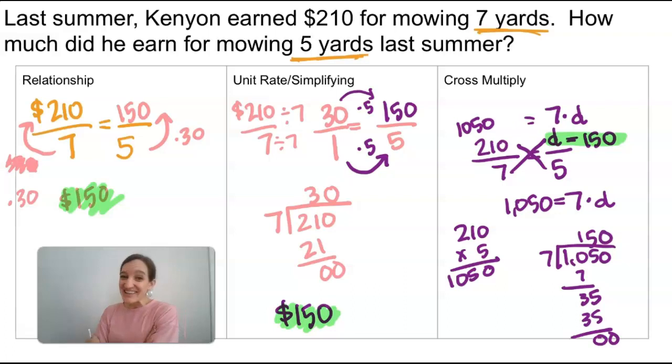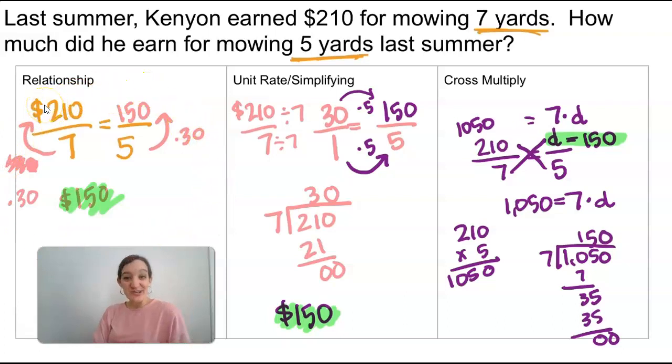So as I look at these different strategies, which one do you like best? Which one works for you in the way that you think? For me, finding a relationship is my favorite. Why? Probably because I'm lazy. Look how much work that was. This really was not a whole lot of work.